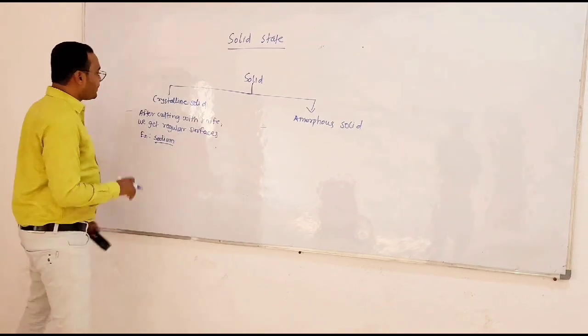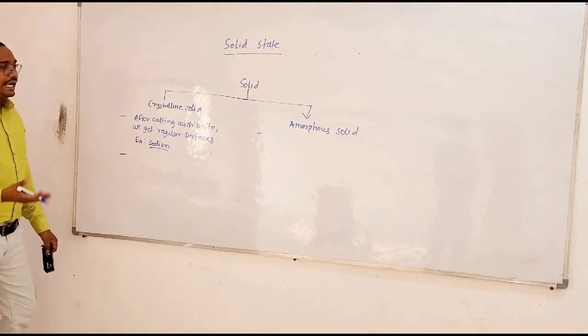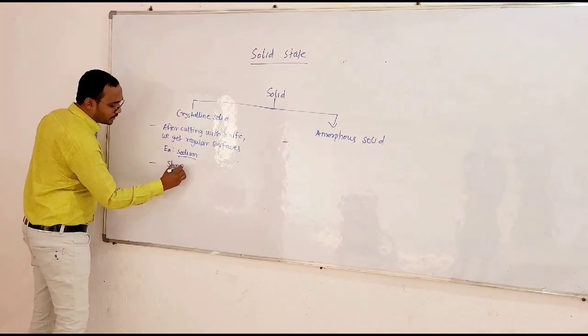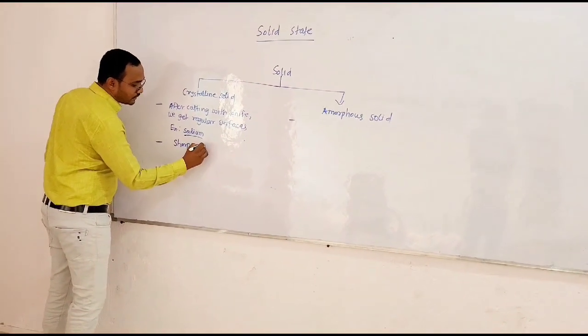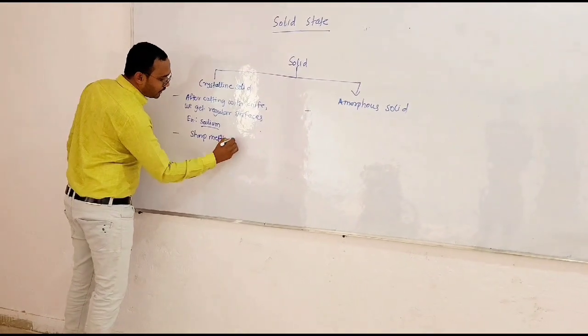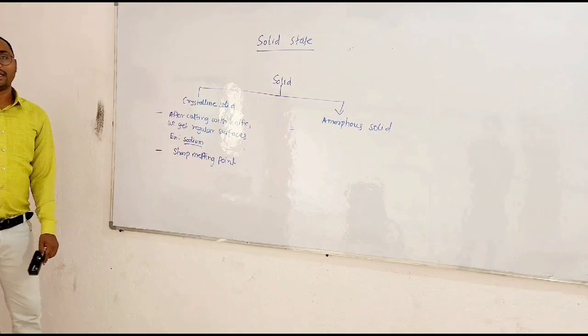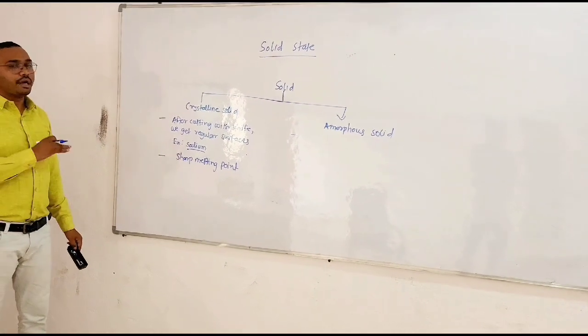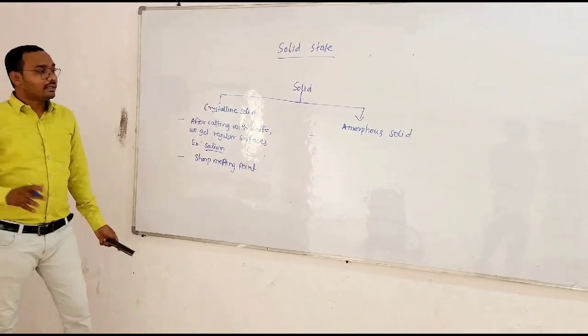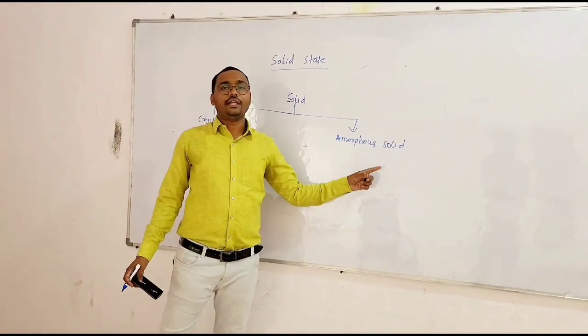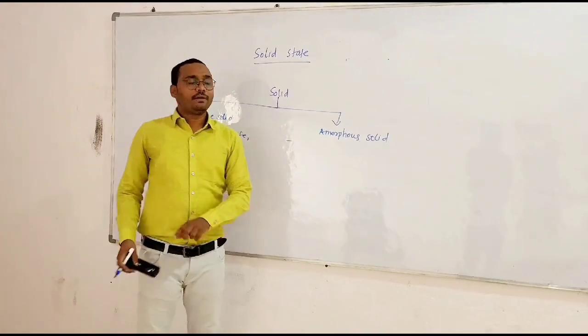Another next point is, whenever you try to melt a crystalline solid, you will observe that crystalline solid has sharp melting point. That means at a particular temperature, the solid starts to melt. But in case of amorphous solid, this does not happen. Amorphous solid does not have a sharp melting point.